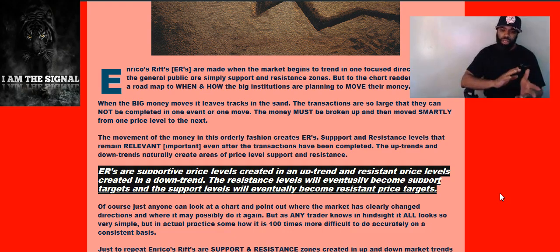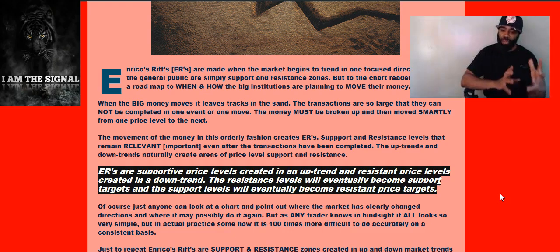So after the transaction is completed, this rift is left in the sand, a line in the sand, and is relevant for a longer time frame than it might have been seen on, right? So I might see a rift on a 1 minute and it's relevant on the 5 minutes, 10 minutes, and so forth. These uptrends and downtrends are going to naturally create price level support and resistance. So when you've got an uptrend or a downtrend, naturally there are going to be these levels of support and resistance.